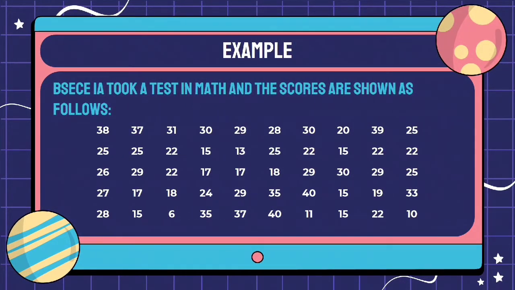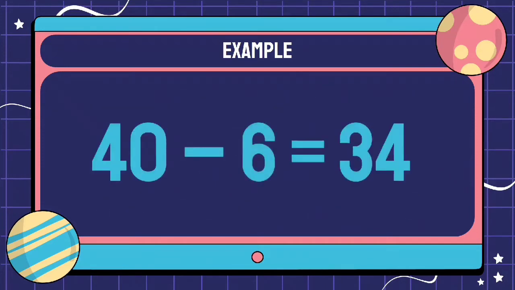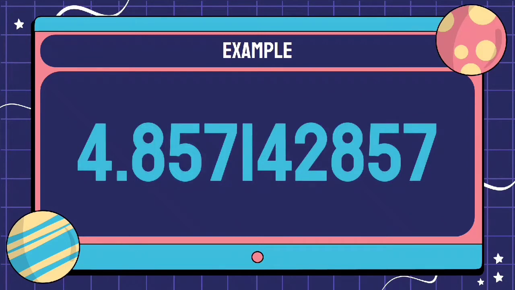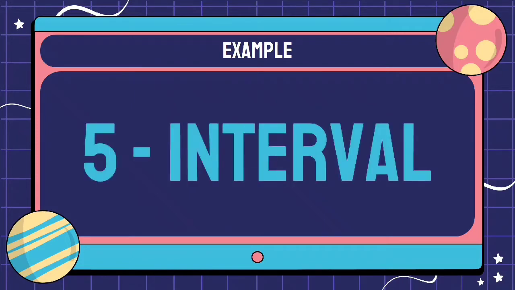So in our example, our largest number is 40. And our smallest number is 6. 40 subtracted by 6 will be 34. Now, we divide this by our chosen number of classes. I say let's go with 7. So this will be 34, which is our range, divided by 7, and this will give us 4.857142857. Rounding it up to the nearest whole number, we will get 5. This means the interval of each class will be 5.